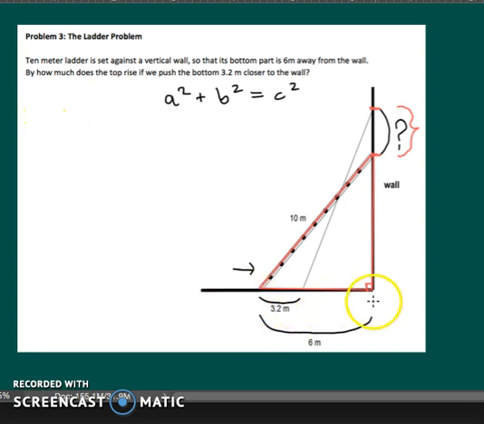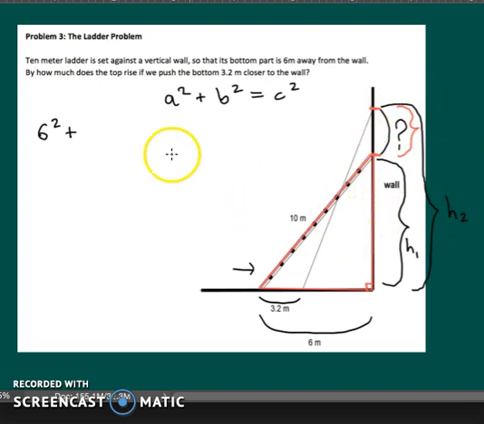I'm going to call the bottom length a, so I will say 6 squared plus, I don't know the height, so I'm going to call this height here height 1. And then the second height, I'm going to call that height 2. The second height is going to be this whole height from the very bottom to where the ladder is going to go, height 2. But we're not there yet, so let's just look at height 1.